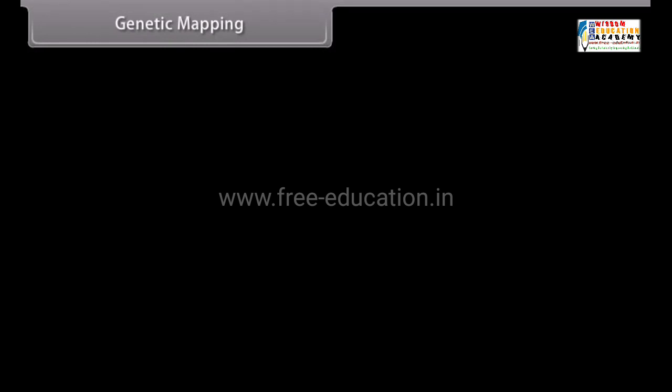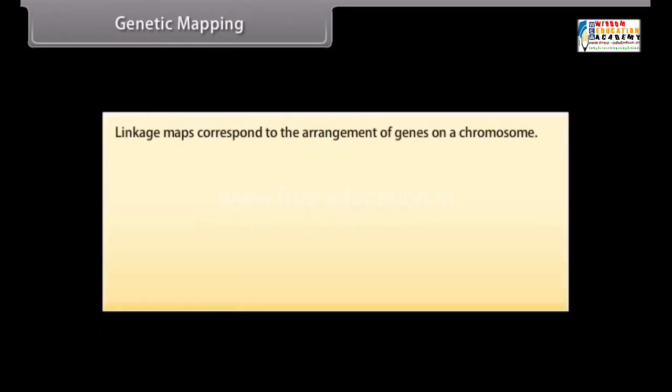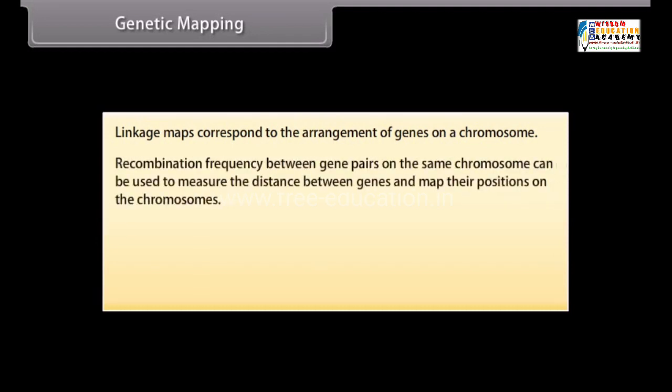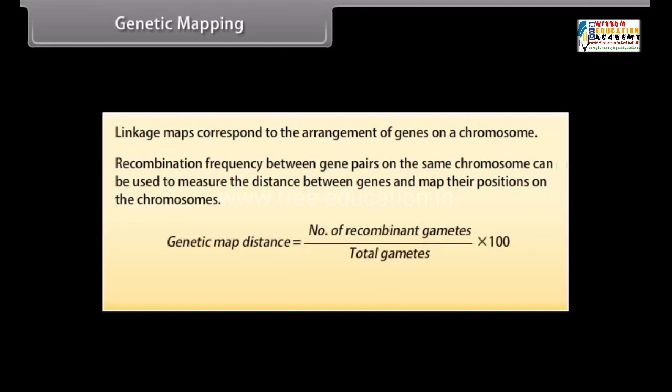Genetic mapping. Linkage maps correspond to the arrangement of genes on a chromosome. Recombination frequency between gene pairs on the same chromosome can be used to measure the distance between genes and map their positions on the chromosomes. Genetic map distance is equal to the number of recombinant gametes upon total gametes, multiplied by 100. Genetic map distance is measured in centimorgans.